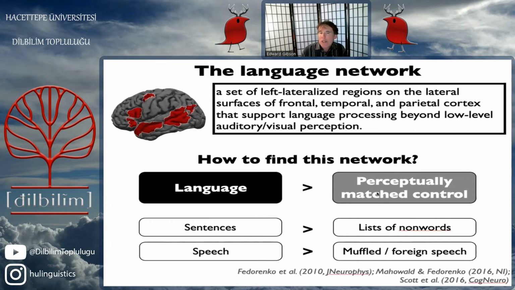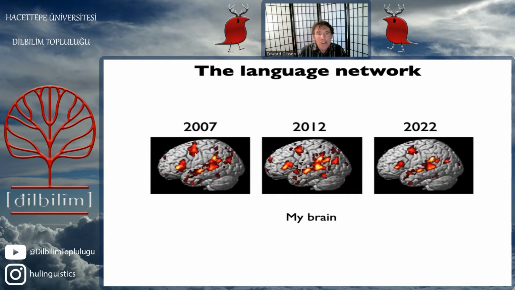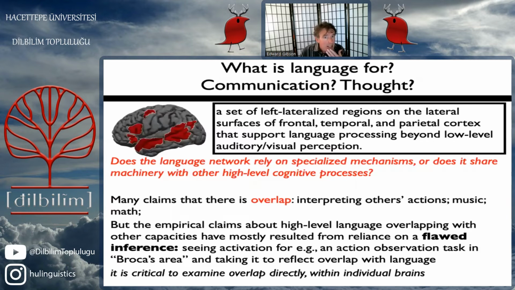You can find the language network, as I told you roughly before: you listen to language versus a perceptually matched control, sentences versus non-word speech versus muffled speech, and you get this network. My network is a little different from yours, quite different actually, but it's remarkably the same for me every time. This is me scanning 17 years ago, 15 years ago or so, 12 years ago, and a couple of years ago, and you get the same network. I'm very left lateralized, with almost nothing on the right. Those should look similar, very similar in the broad scheme. Other people's brains look kind of different from mine.